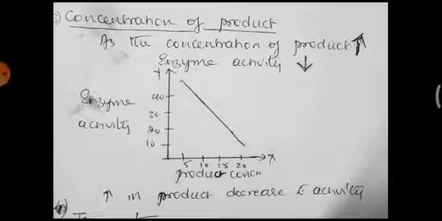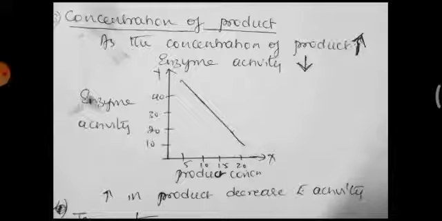Next we are going to discuss the concentration of product. How product concentration influences enzyme activity is going to be discussed. As the concentration of product increases, enzyme activity decreases in certain enzyme reactions, since the product can interfere with the enzyme-substrate binding.